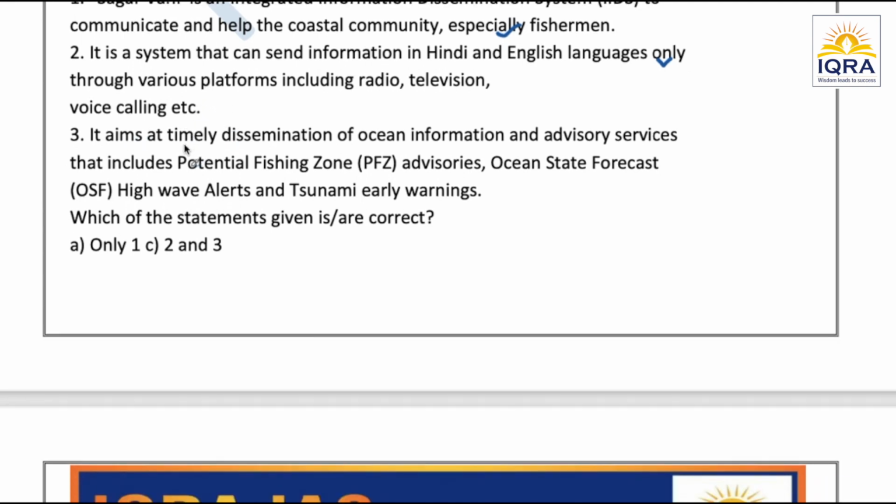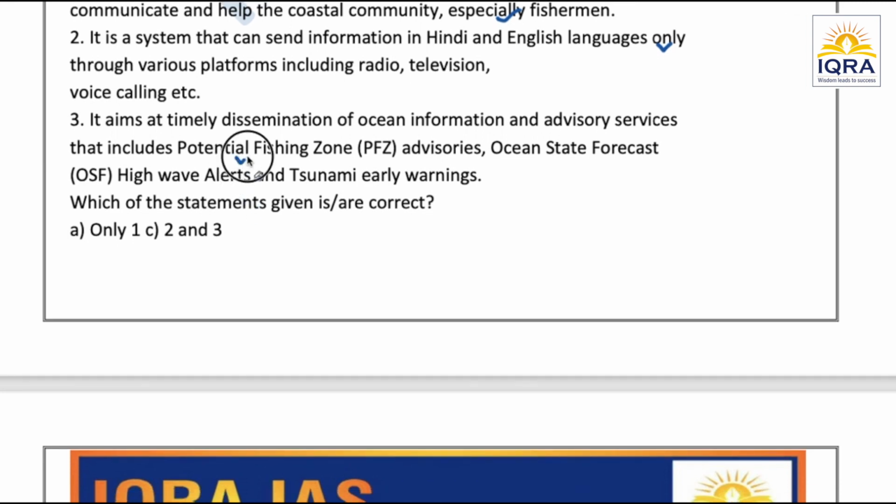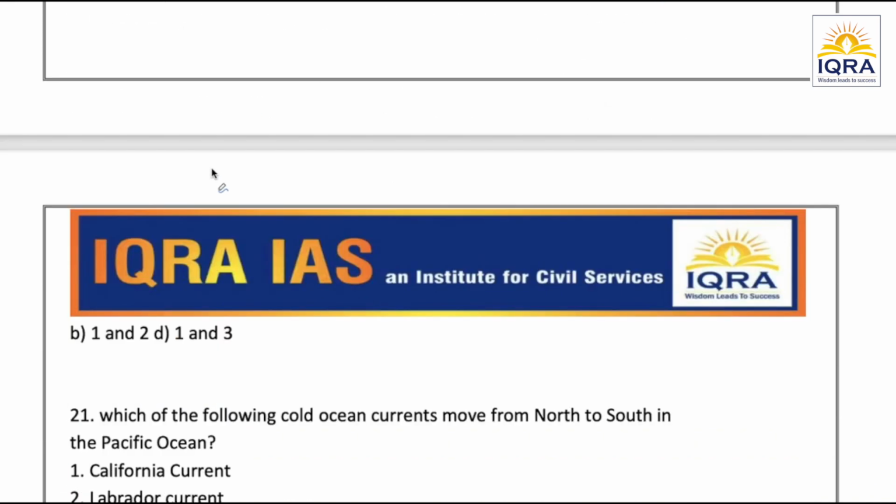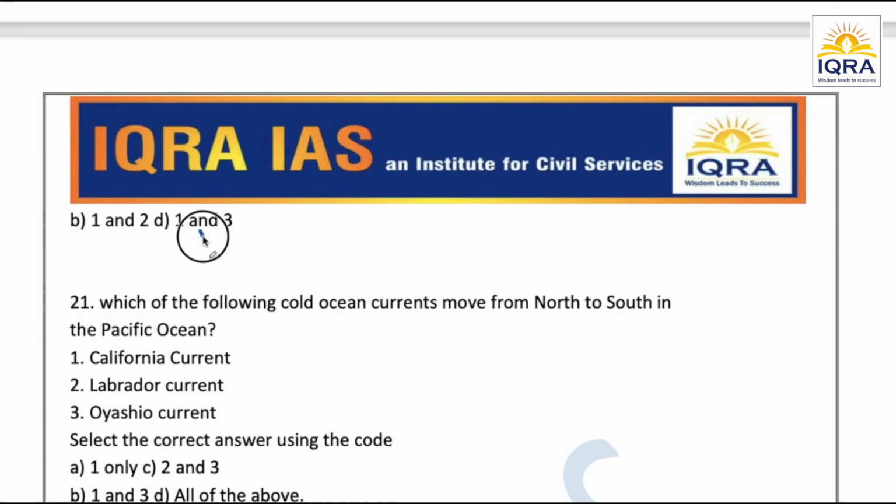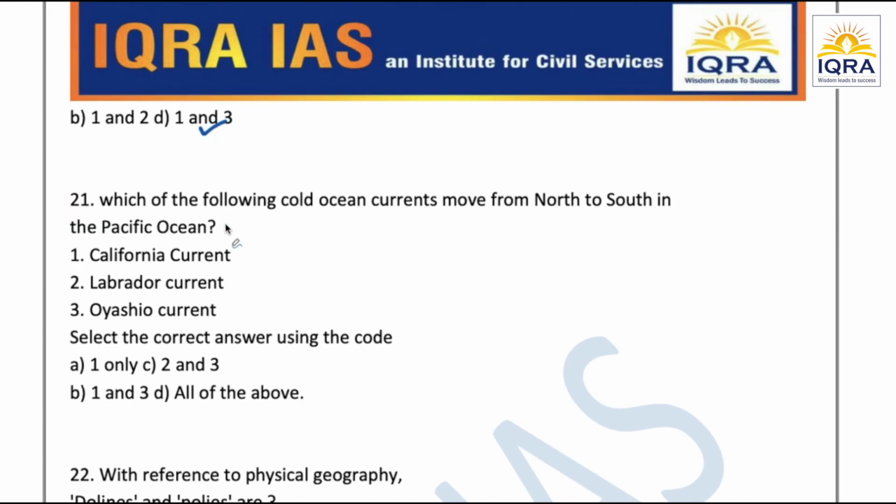Statement 3 says that it aims at timely dissemination of ocean information and advisory services that includes potential fishing zones advisory and ocean state forecast, high wave alerts and tsunami early warnings. So yes, this is correct. And what are potential fishing zones? These are the regions where fishes aggregate due to the abundance of food, right? So here option D, that is 1 and 3, is the correct answer.